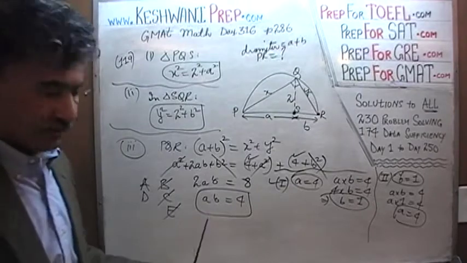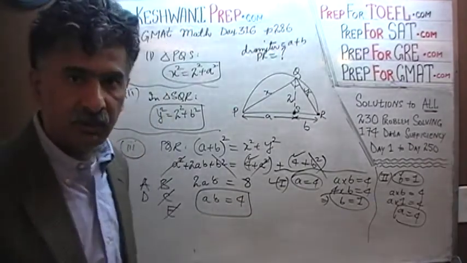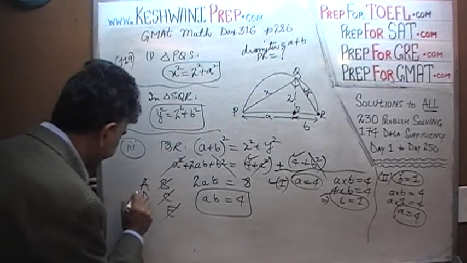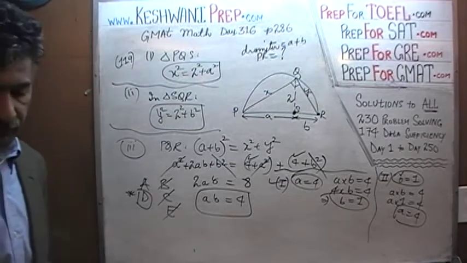Here, the analysis is already done. We know A times B is 4. If we know A, we can figure out B, and if we know B, we can figure out A. The answer is D. I feel much better now. Let's go to the next problem now, which is on the next page.